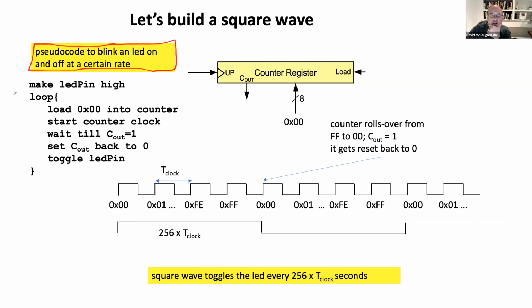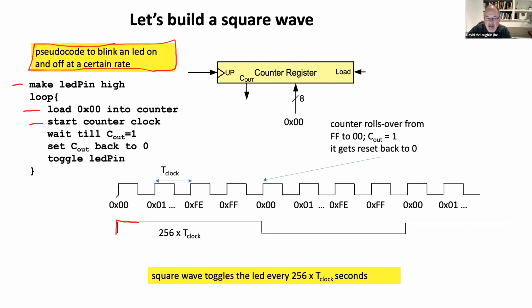Okay, so here's how we do it. First, we're going to make the LED pin go high. I'm just going to cause that LED to go high. Then we'll get into a loop. We'll load 0 into the counter. So we're starting the counter at 0, and then I start the counter clock.